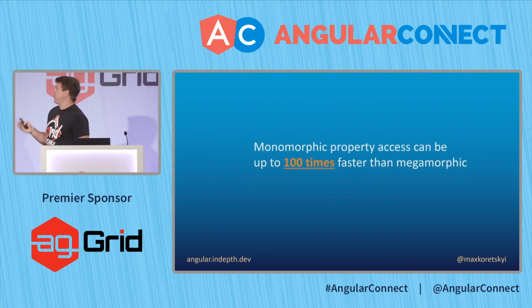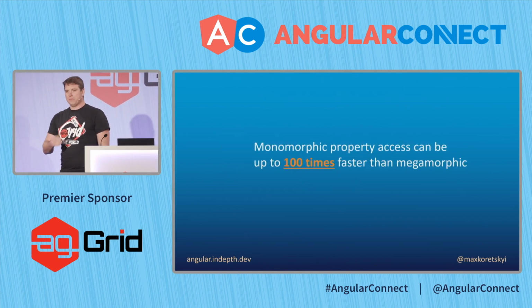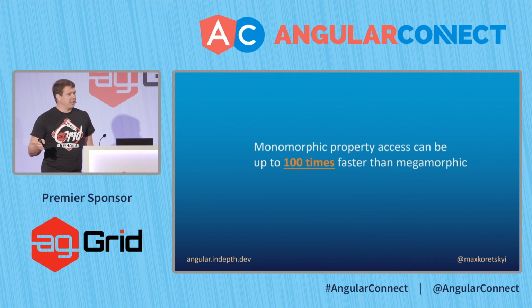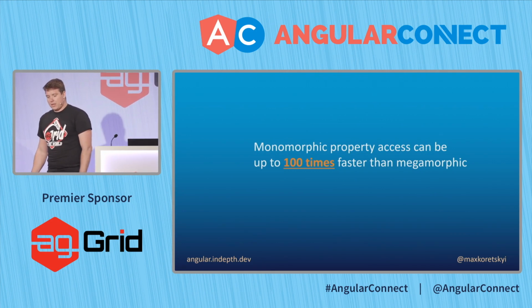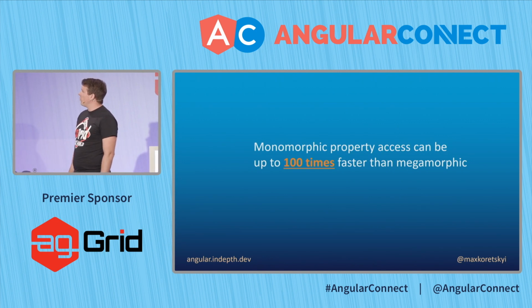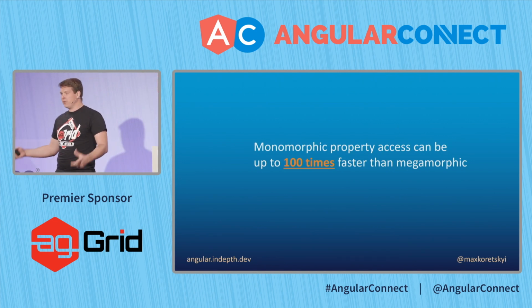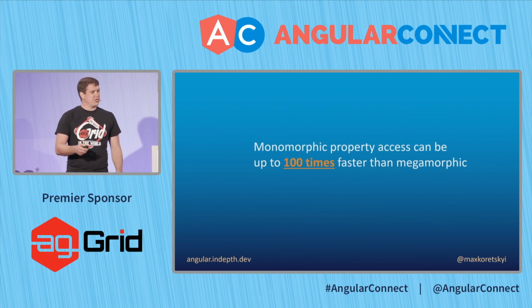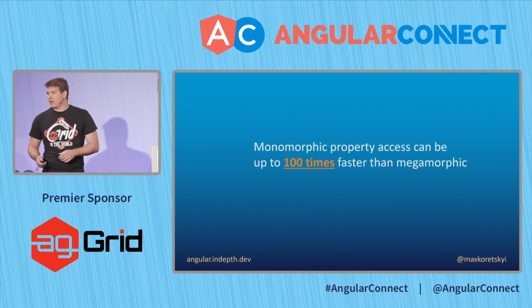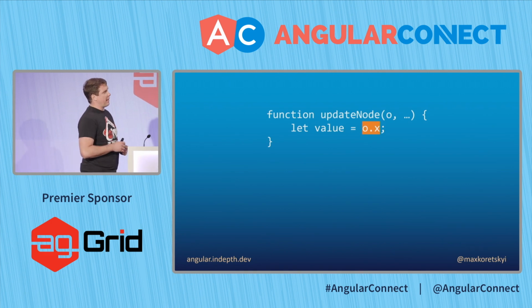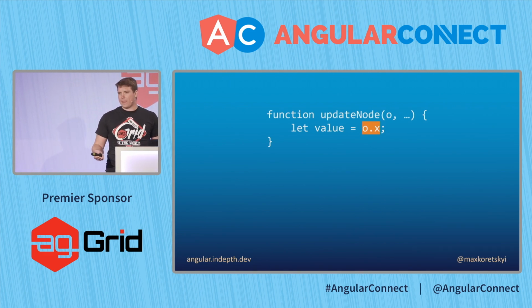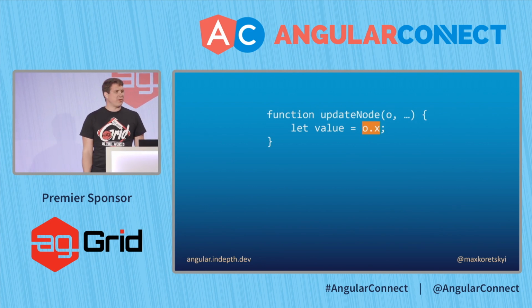Okay, so monomorphic property access is very important, like Mishka said, and this is what I found in the docs: it's about 100 times faster than megamorphic property access. But what is this monomorphic property access? It's a magical phrase. Well, actually, it's just a property access. Like this function, updateNode. It takes an object, and inside this function, we access the property x. So these kinds of functions we write every day.